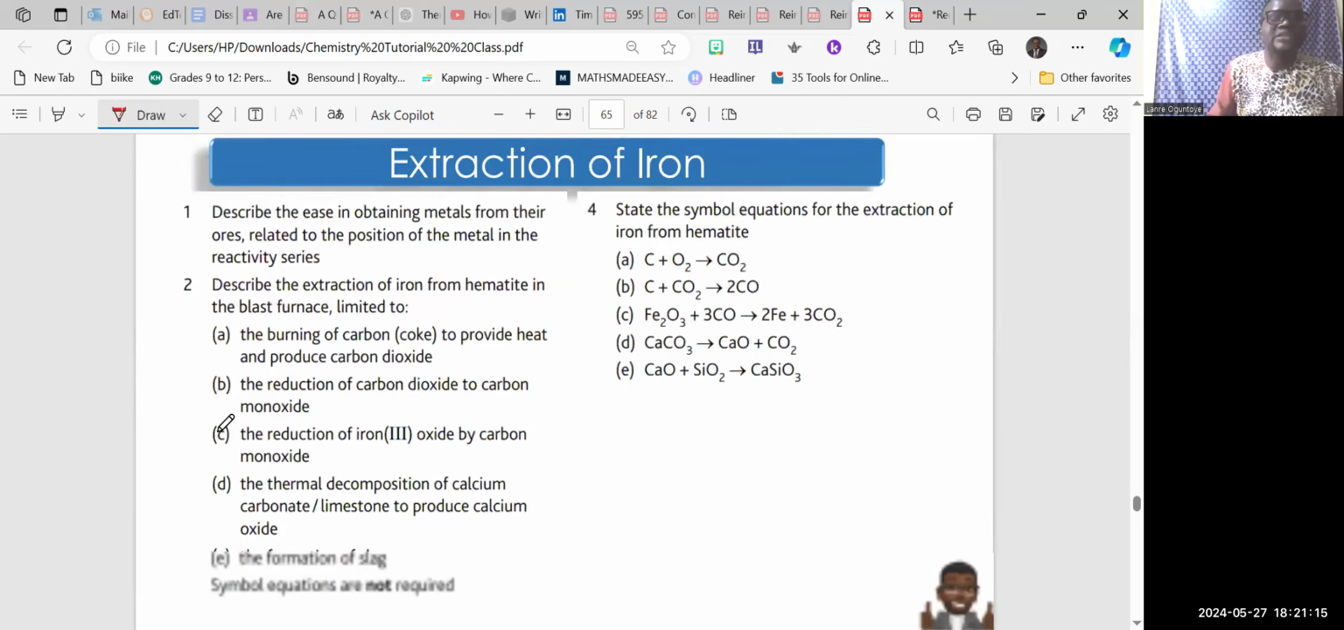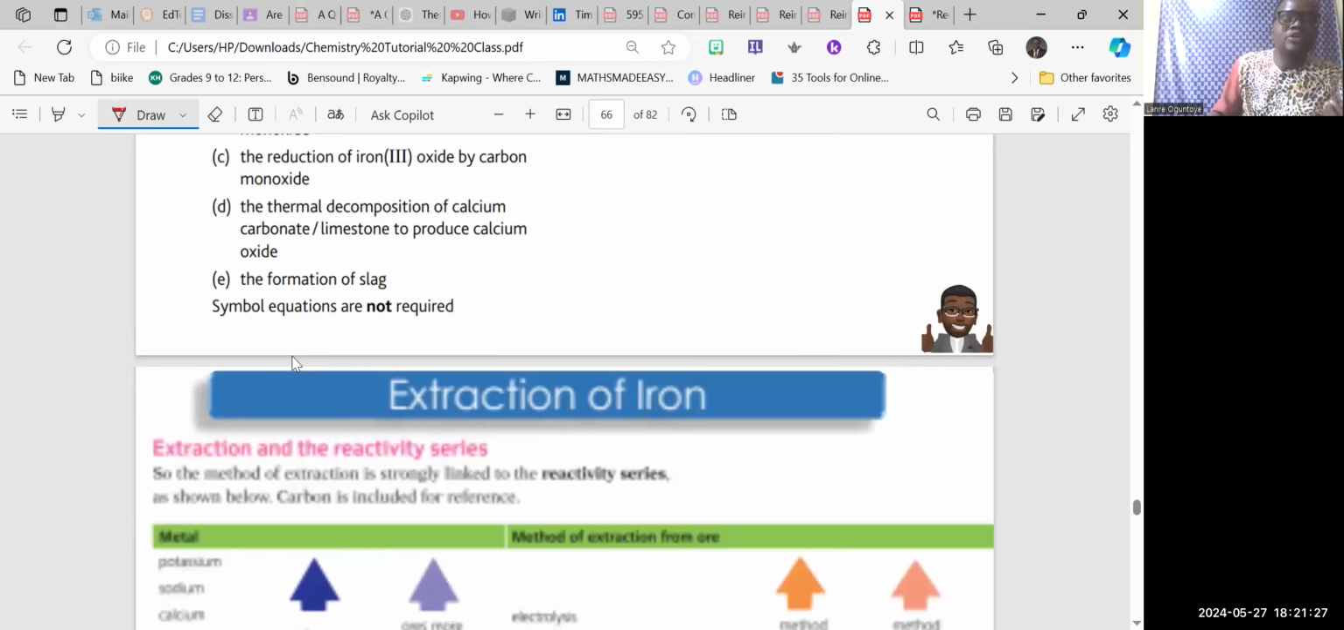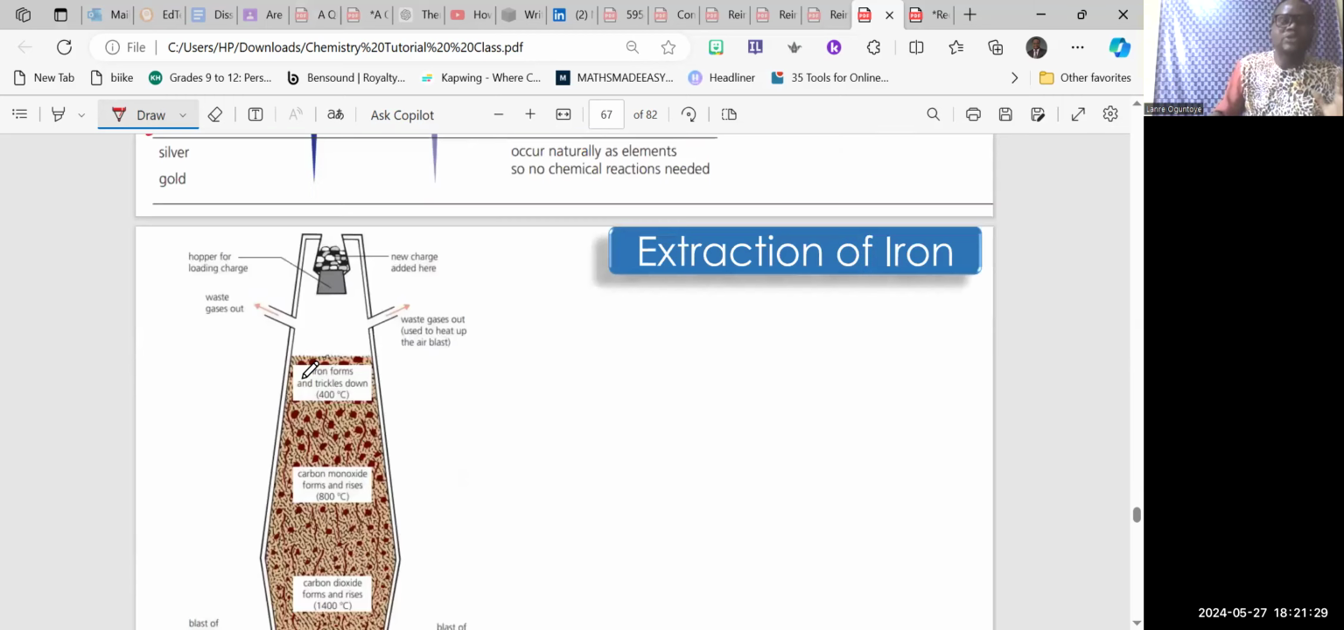So you can see this. Now, describe the extraction of iron from hematite in the blast furnace. Limited to, so these are the things they want us to look at, right? So in the extraction of iron, pretty simple. This is the way to break it down.